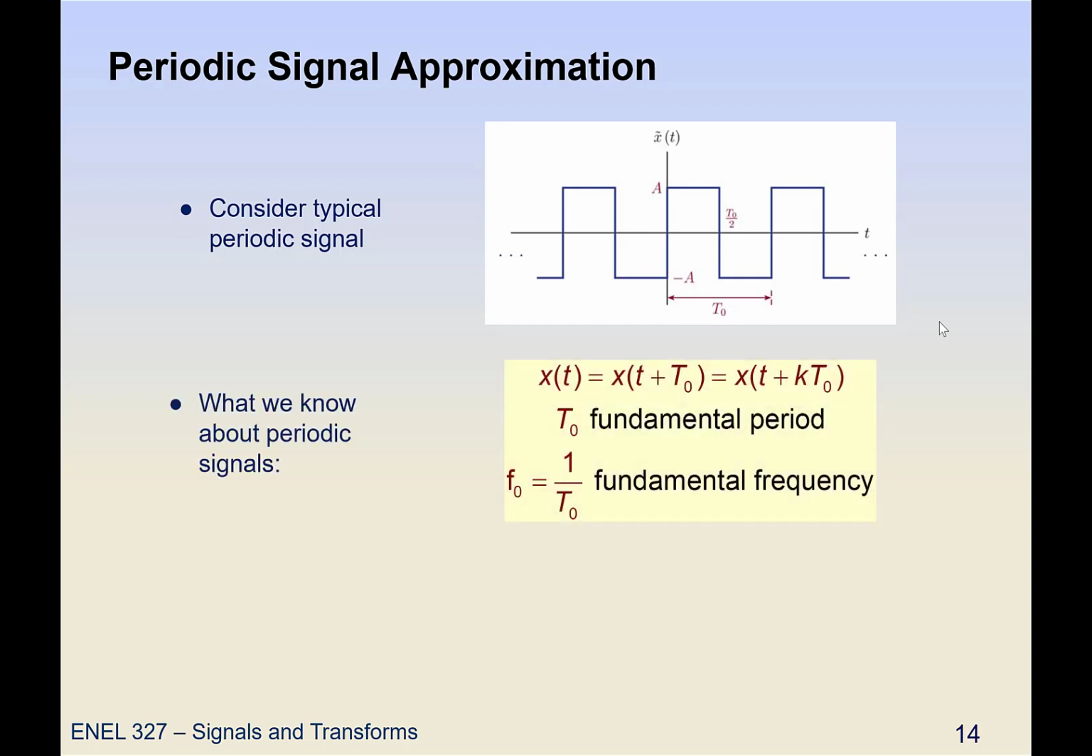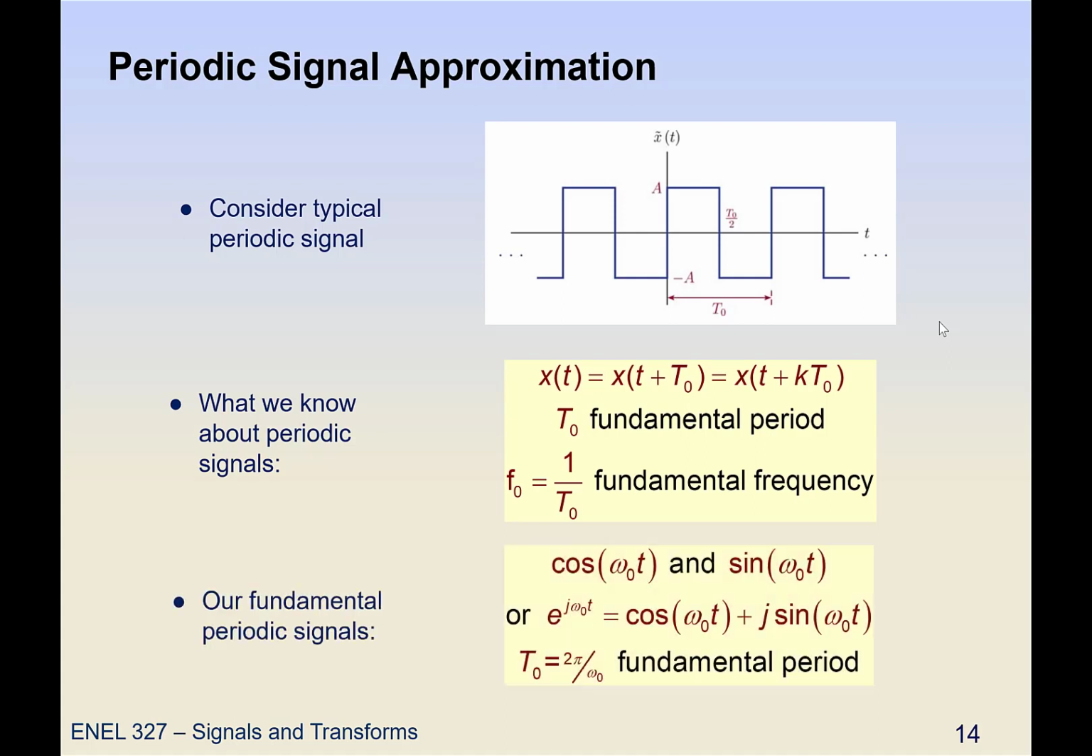What do we know about periodic signals? Well, by definition, a periodic signal is one that repeats itself every t0, or every integer multiple of t0, where t0 is the fundamental period, and there's a fundamental frequency f0, which is associated with that.